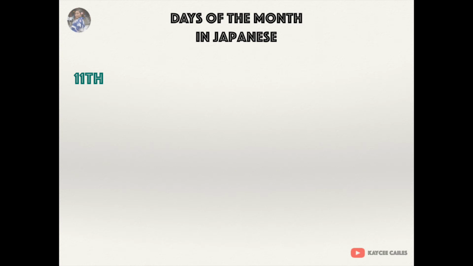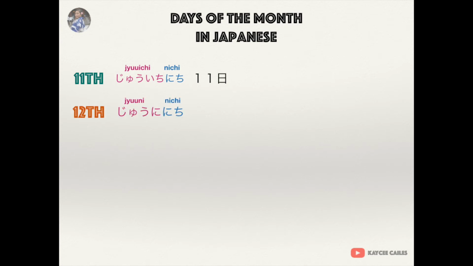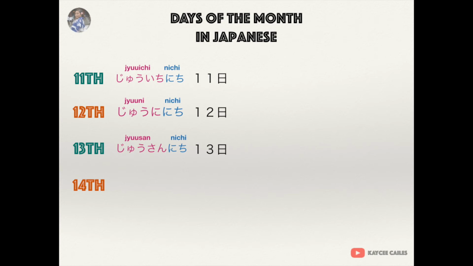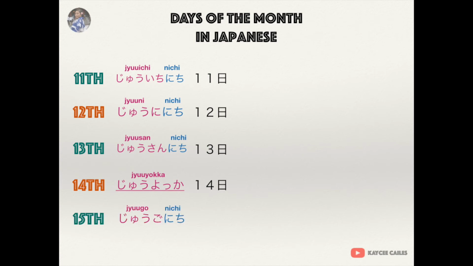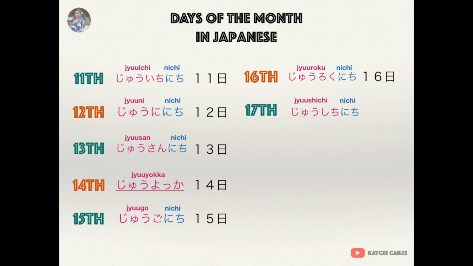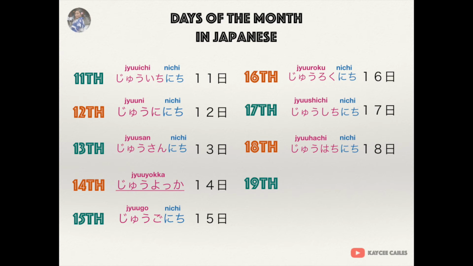So for 11th, we will say juichi nichi. And then 12th, juni nichi. 13th, jusan nichi. 14th, juyon nichi. 15th, jugo nichi. 16th, juroku nichi. 17th, jushichi nichi. 18th, juhachi nichi. And then 19th, juku nichi.